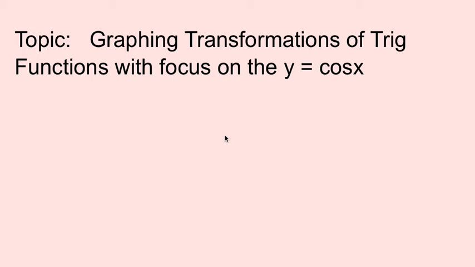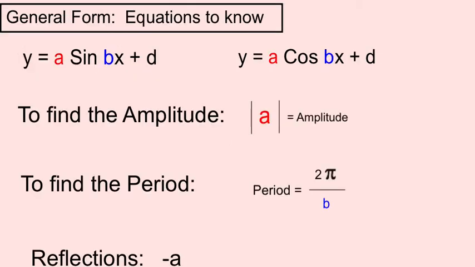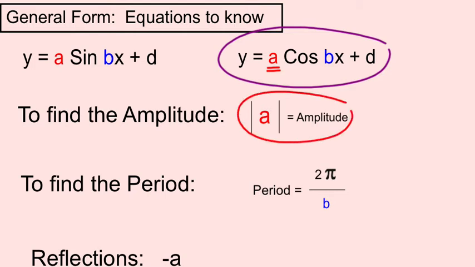Now with the y equals cosine of x. Here is our cosine function. Our a will help us to identify if there's a reflection, and the absolute value of a gives us our amplitude. The b, the multiplier in front of the x, to find the period, how long a revolution occurs, you take 2 pi over b.